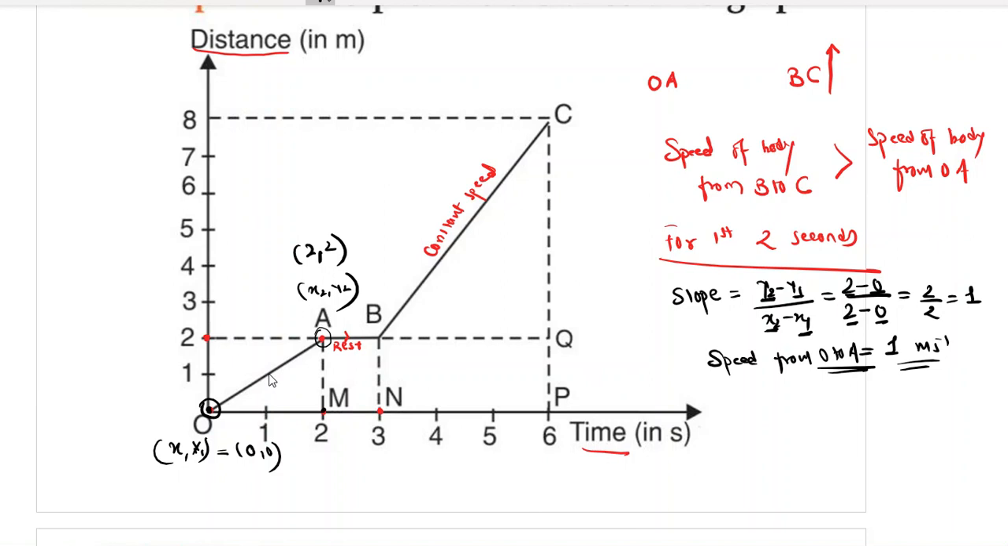So this is the speed, 1 meter per second, which I found from the graph. I have not even read anything, I just looked at the graph and the details which were given to me and found it out, right? Again, I can find the speed from B to C. Let's find it out. I will consider 2 points on B to C. Preferably you can consider the first point and the last point, which are very much visible.